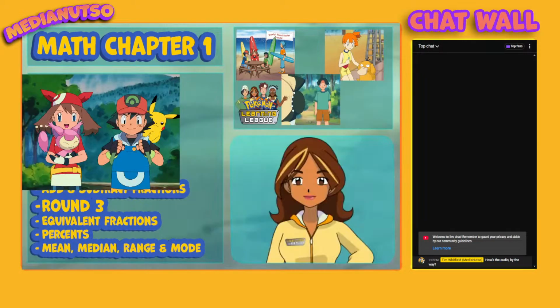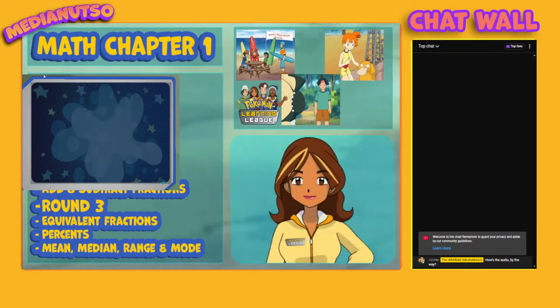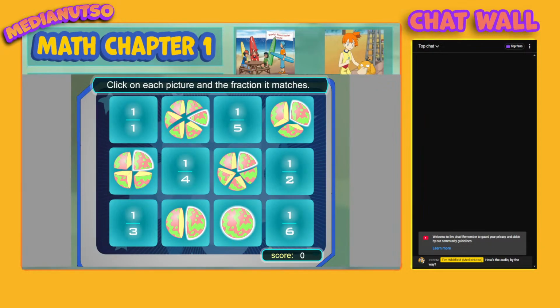Good job. Are you ready for a challenge on your own? See if you can match the fraction and the number. If you can, there's a hidden picture underneath. For some reason, that's how the file is playing.